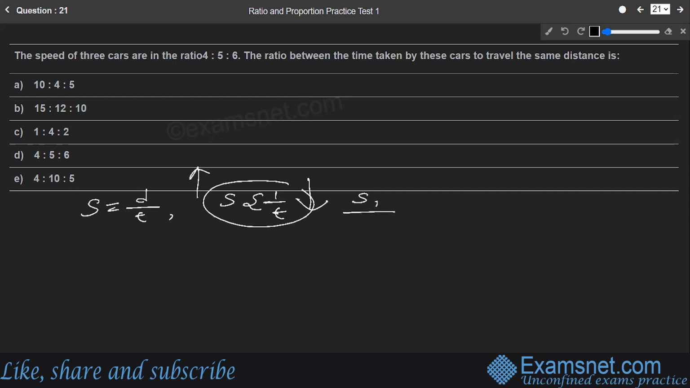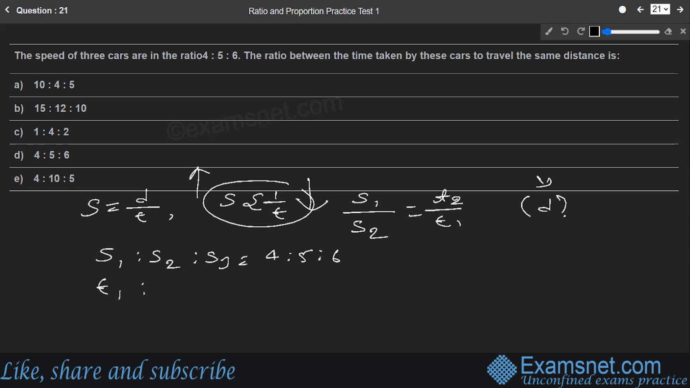That means if there are two speeds related as S1 by S2, then their times will be related as T2 by T1 for the same distance. For the same distance D, the S1 by S2 will be related to T2 by T1. That is, the inverse ratio will be there. So when we have the ratio in the question as S1 is to S2 is to S3 as 4 is to 5 is to 6, then the ratio of their time traveled for traveling the same distance will be in the ratio of the inverted ones. That is 1 by 4 is to 1 by 5 is to 1 by 6.